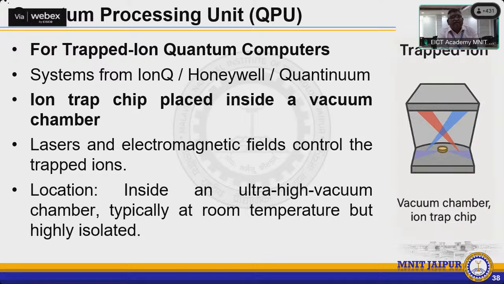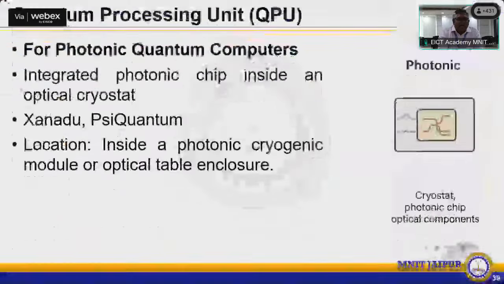In the case of superconducting qubits, you send signals through the superconducting elements. But here, with trapped ions, they are controlled using lasers. There you have a small chip. So it's a small ion trap chip placed inside the vacuum chamber. The laser and electromagnetic fields control the trapped ions. It is inside the ultra high vacuum chamber, and this is typically at room temperature, but it is isolated, completely in a vacuum, right? But it's at room temperature. You don't need a cryogenic system for trapped ion computers. So trapped ion computers are from IonQ, Honeywell, and Quantinuum, right?